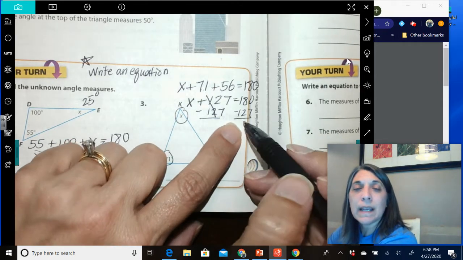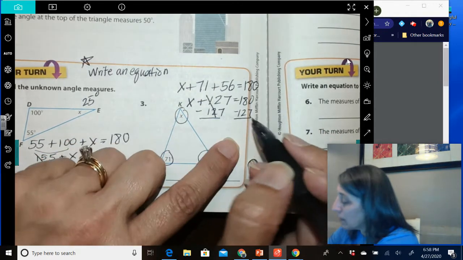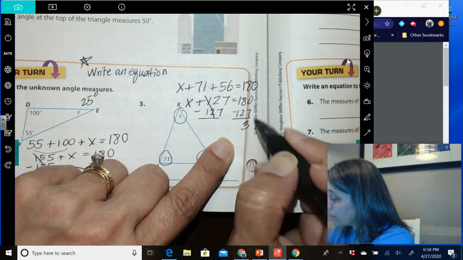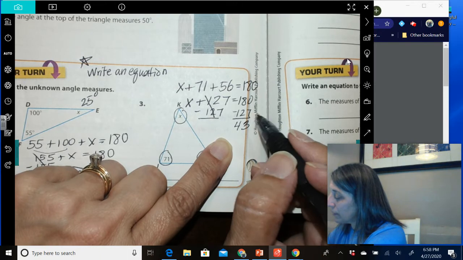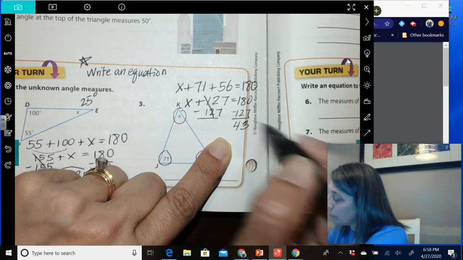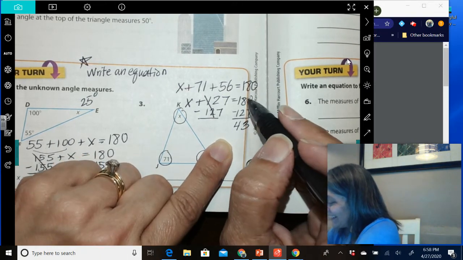And now I have 180 minus 127, which will be 43. All right, 60, no, 53. No, 43. Wait, 53.